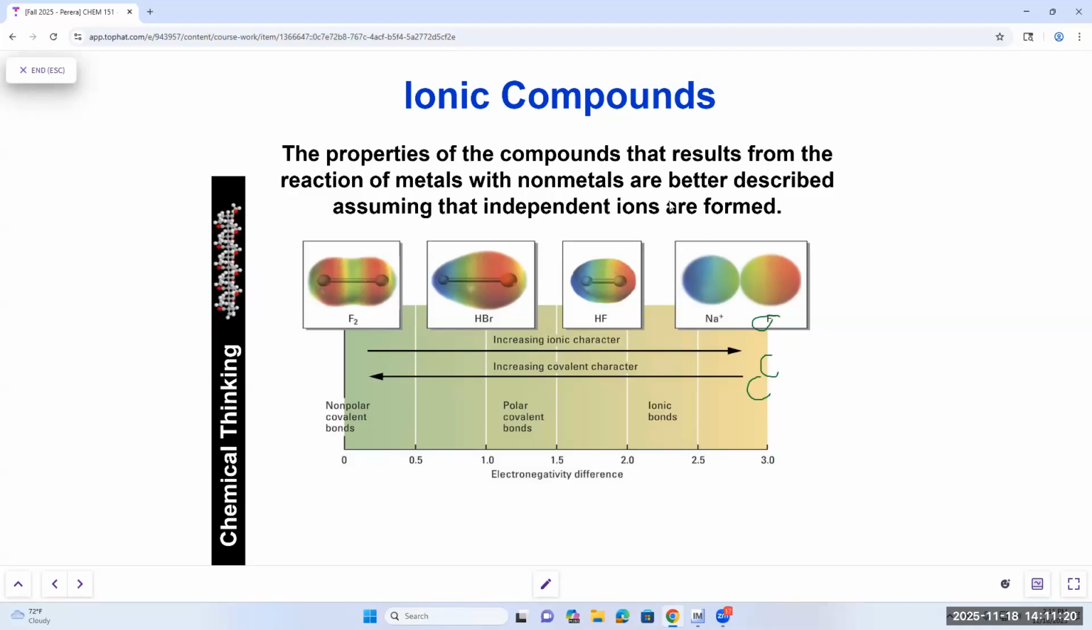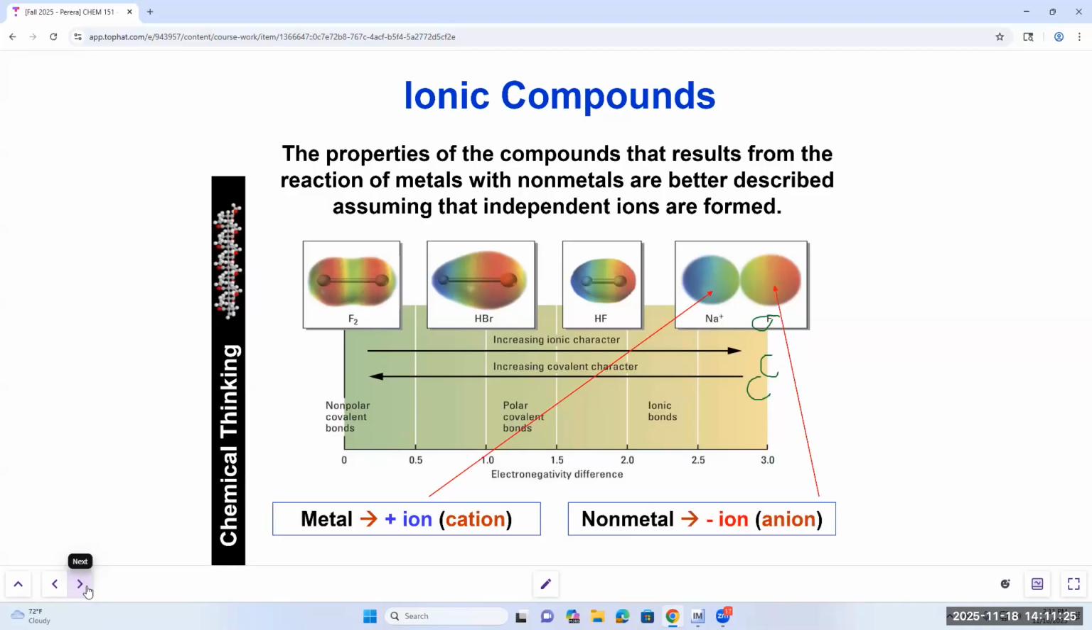Does anybody know what we call the positively charged atom? Yeah, it's called the cation. And the negatively charged ion? Anion. So ionic compounds are made with cations and anions. That's going to be the formal definition for ionic compound. Ionic compounds are made of cations and anions. That's the formal definition. And cations are the positively charged ions, and anions are the negatively charged ions. That's it. All right. Any questions, concerns, comments at this point?